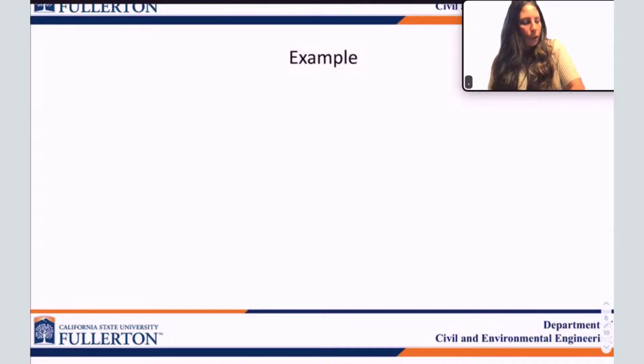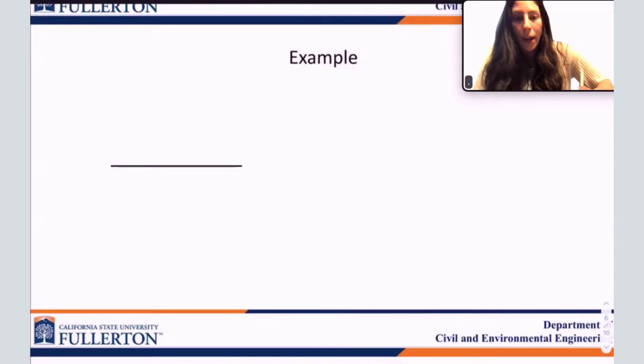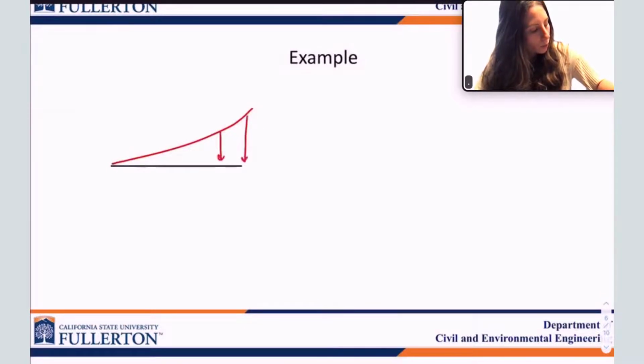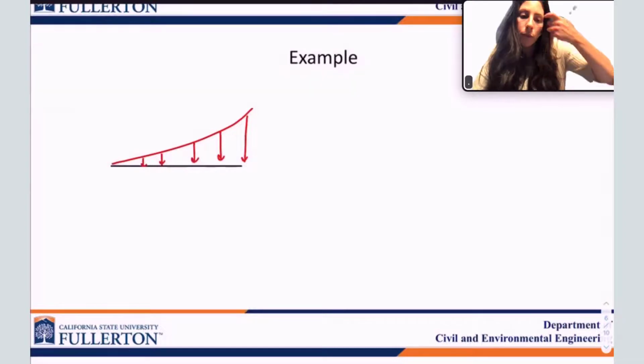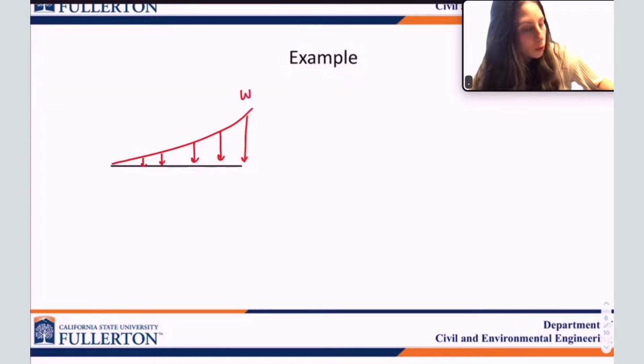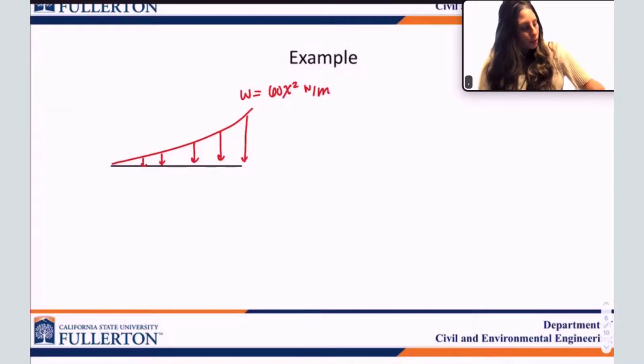I'm going to draw this example out for you. We have a beam, and the loading on this beam is going to be a little different than the general loading I had shown you. We're going to have this curve that looks like this, and we're going to define it by W equals 60x squared in newtons per meter. The total length of the beam is 2 meters, and we're measuring from the starting point x.